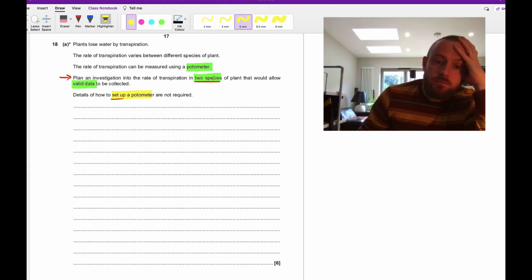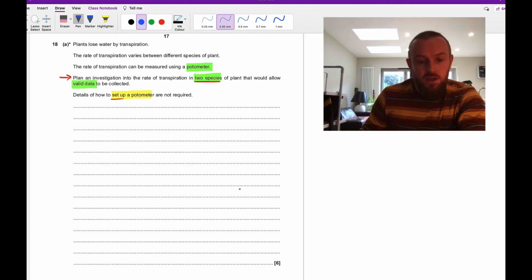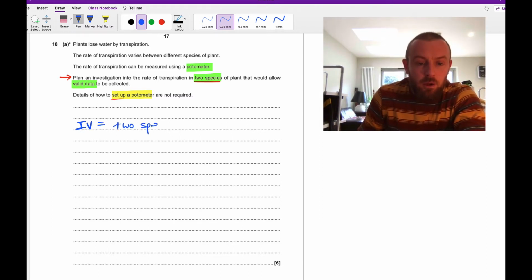All right, well, let's kind of talk about how we go about planning this. You could plan this on a piece of blank paper if you had this in an exam. Or in the margin. I'm just going to plan it here. So the independent variable, the IV, is equal to the 2 species of plant, or the species of plant. So it's important that we say that. The dependent variable is going to be the rate of transpiration.